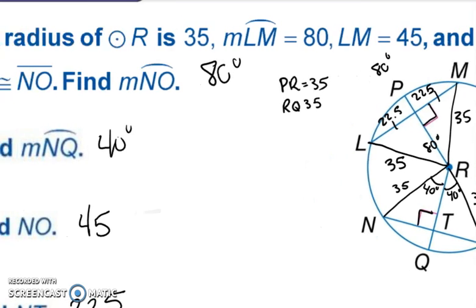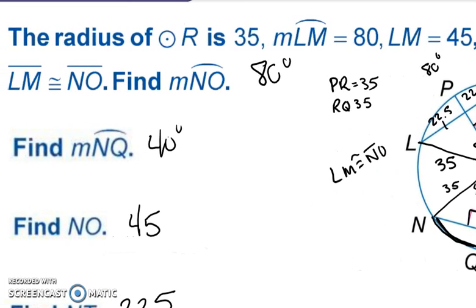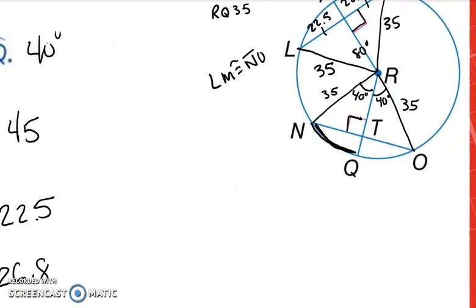So notice also that they ask for the measure of arc NQ. Well, the measure of arc NQ is right here. So if the whole thing is 80 degrees because LM is congruent to NO, that also means that NO is 45 degrees. So then we're down to finding NT. So NT on this is going to be half of that 45 degrees, because this whole thing is 45 degrees.